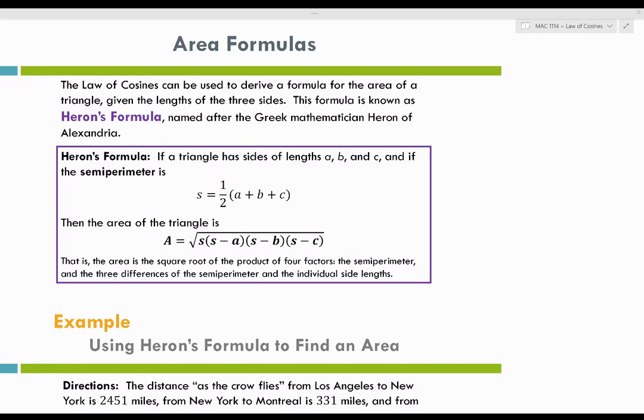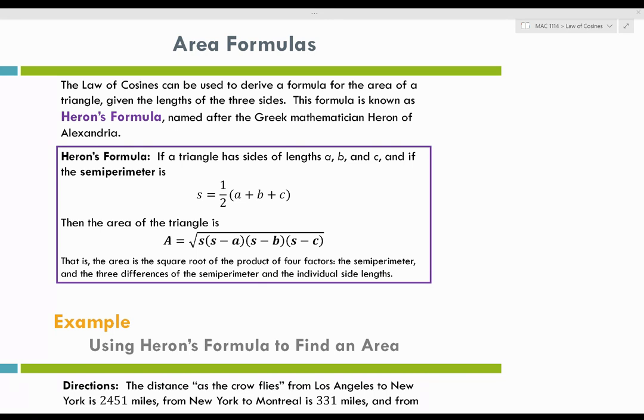So Heron's formula says if a triangle has sides of lengths A, B, and C, and if the semi-perimeter is S equals 1/2 (A plus B plus C), then the area of the triangle can be found by A equals the square root of S times (S minus A) times (S minus B) times (S minus C). That is, the area is the square root of the product of four factors: the semi-perimeter and the three differences of the semi-perimeter and the individual side lengths.